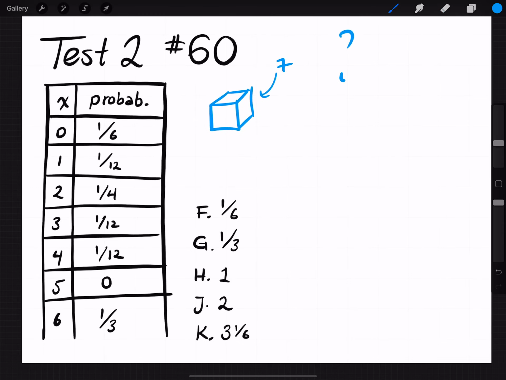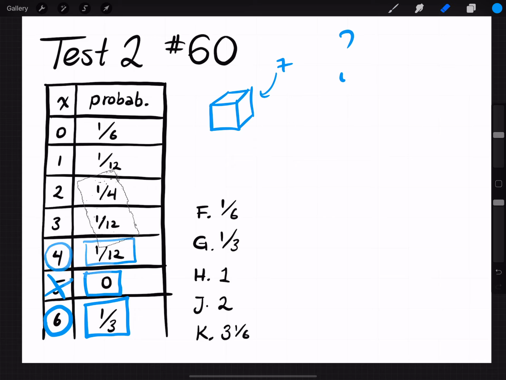You're way more likely for the number 6 to come out. You actually have a 1 in 3 chance of 6 coming out, compared to the number 4 rolling up at the top, which only has a 1 in 12 chance of showing up. And actually, number 5 here has no chance at all of ever coming up.